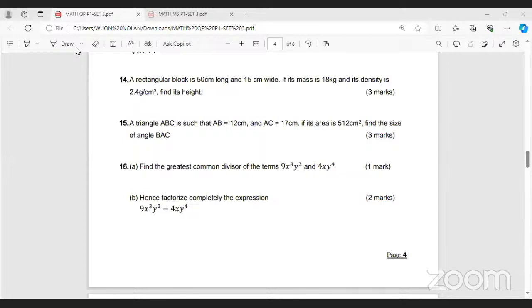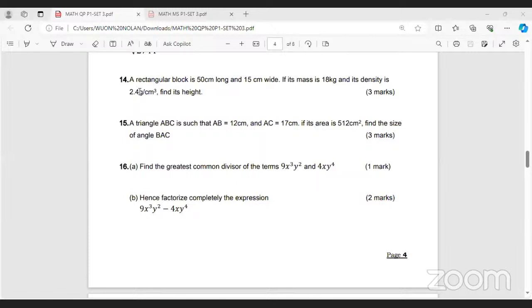Well mentioned. You use the density. You know that density is equals to mass over volume. We are given mass. And the volume, we are just given the base area. We need the height.